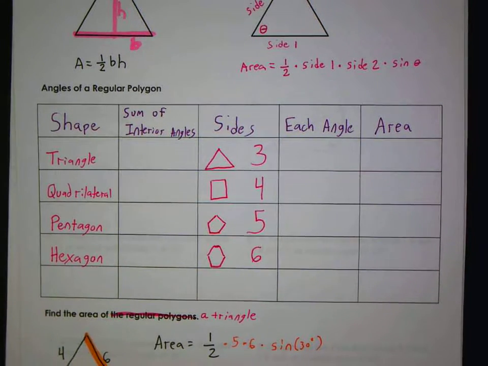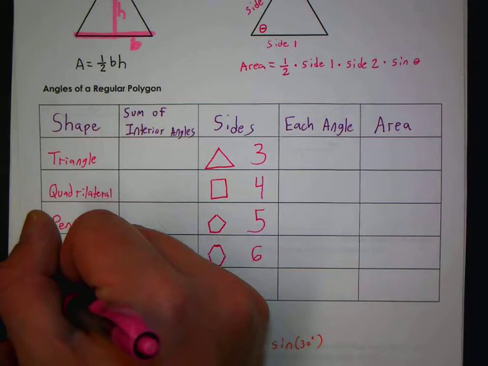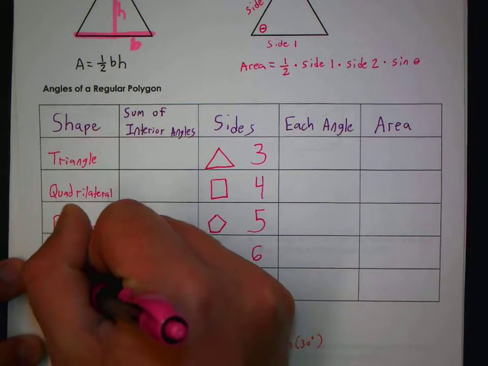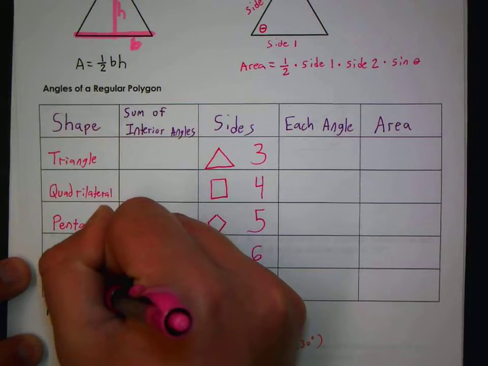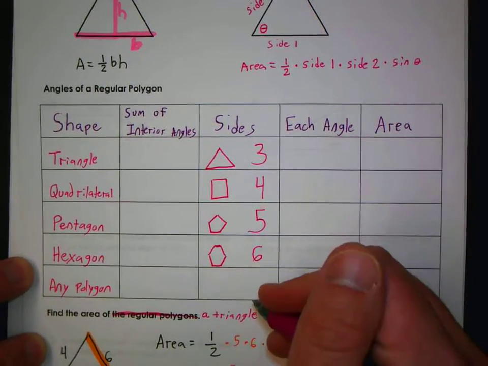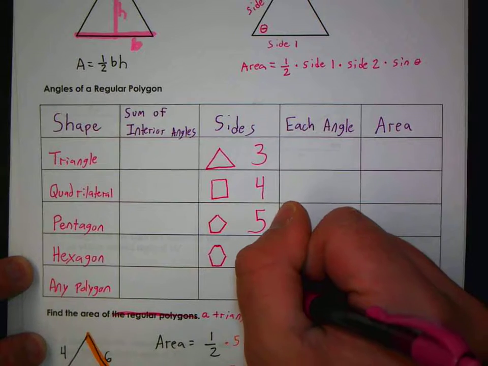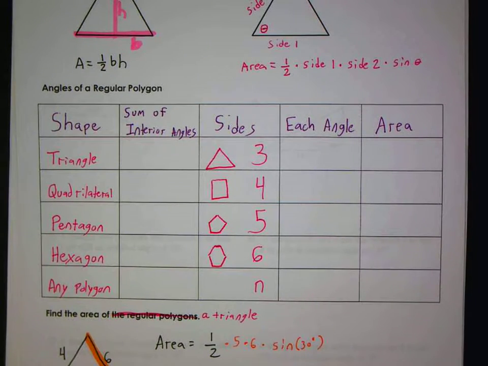But a shape could have any number of sides. Let's let number of sides be n. That way we can make a formula. I mean, you could keep going: 7-sided, 8-sided, 9-sided, 10-sided, 11-sided. Okay? Now help me out here.